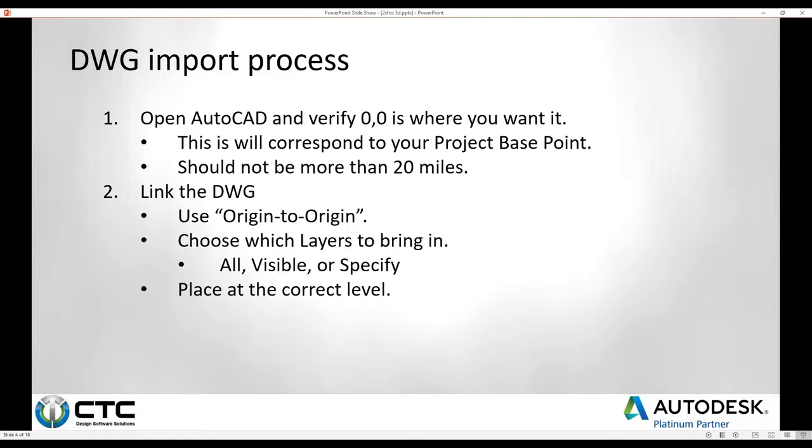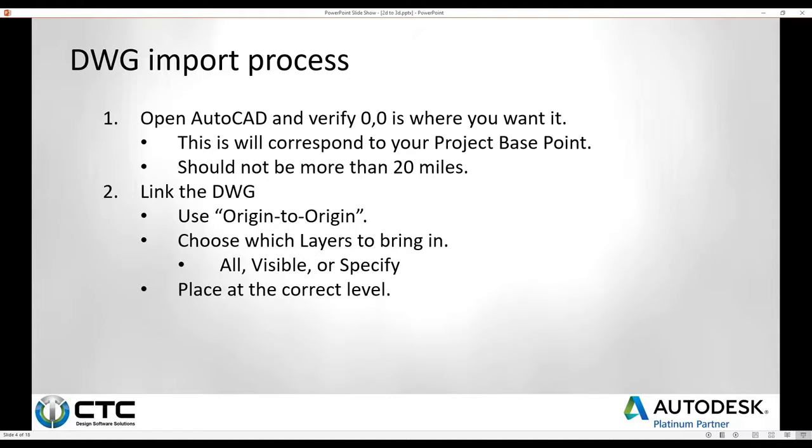So our DWG import process, first we're going to start by opening up AutoCAD, get that DWG opened, and verify that 0,0 is where you want it. Because when we bring that into Revit, that's going to correspond to the project base point or the origin of our Revit project. It should not be more than 20 miles away. This commonly happens with civil drawings, things like that, where their coordinate system is very large. So we want to make sure that we're within that 20-mile range.